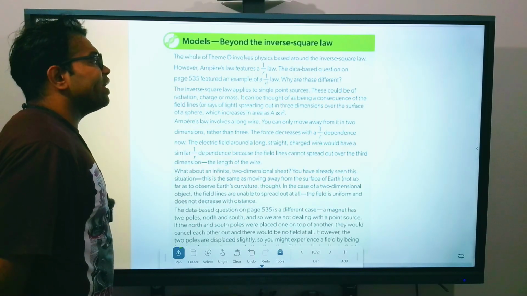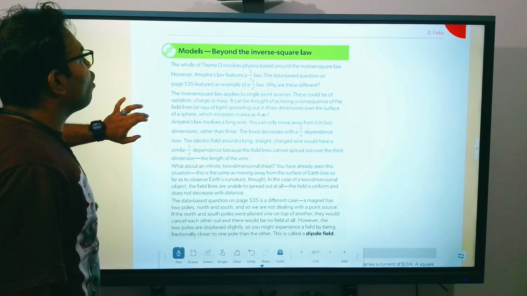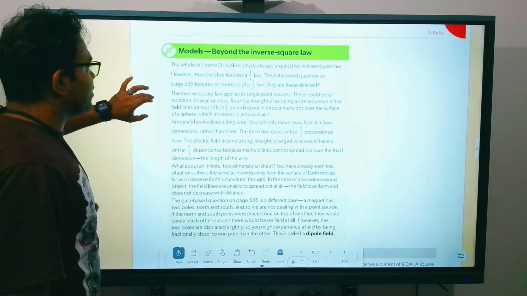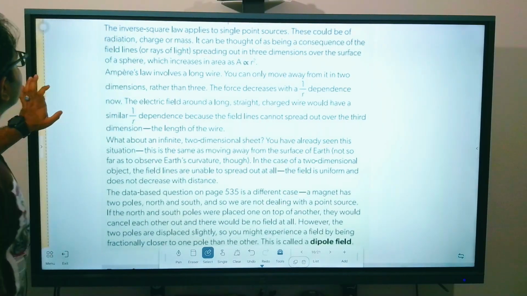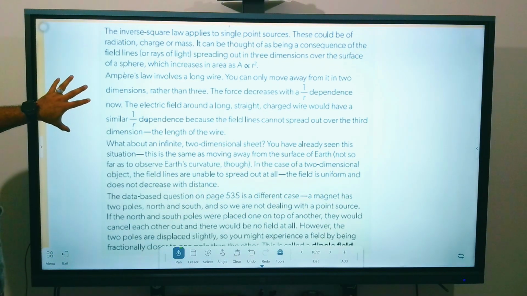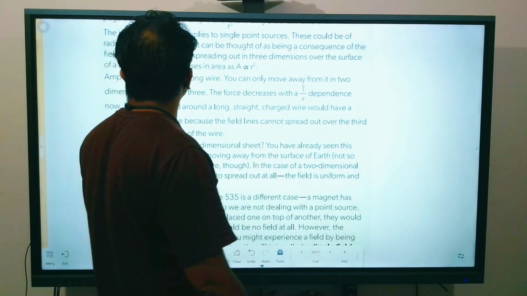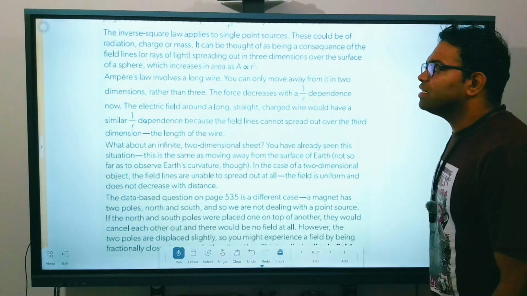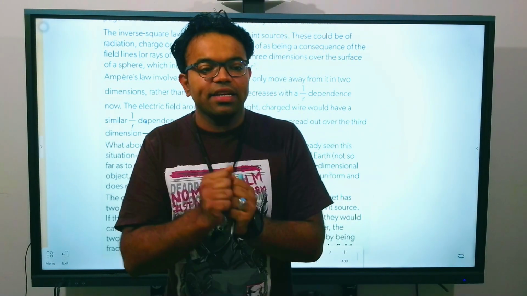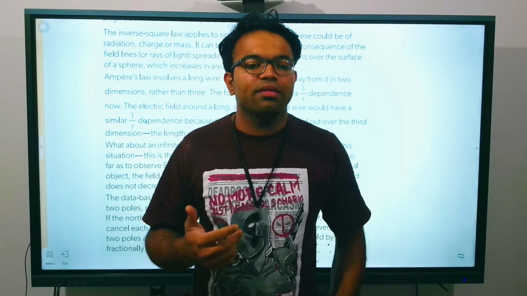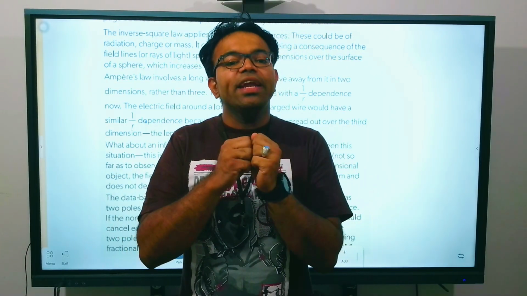Why are these different? The inverse square law applies to a single point source. This could be of radiation, charge, mass, etc. It can be thought of as a consequence of field lines spreading out in three dimensions over the surface of a sphere, whose area is directly proportional to r square. So basically, the r square logic always applies when we have spherical objects, when the field is spherical.